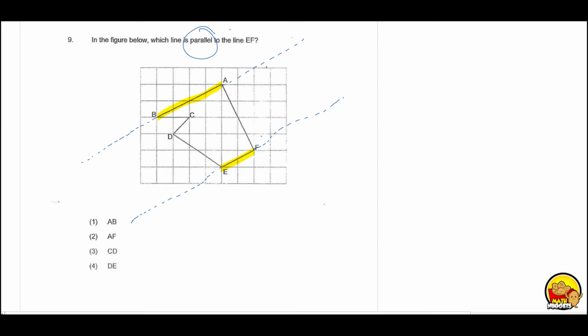So parallel means the two lines will never, ever meet. Okay, they will not meet. So which line is parallel to EF? The answer is AB, number 1.